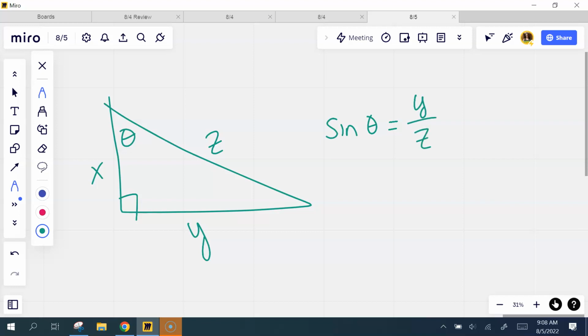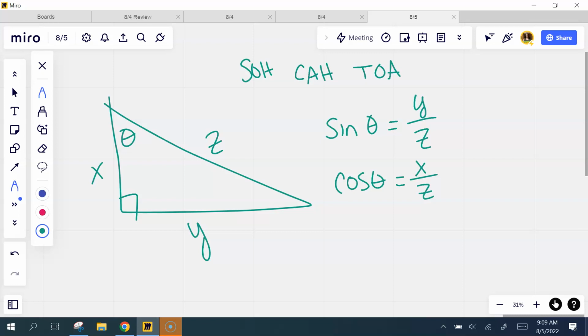If I'm talking, remember, in terms of a triangle, and essentially that's what I'm doing on my unit circle too. The only difference is that hypotenuse is always 1. That's why it just takes that one side length. Do y'all remember this? What is the cosine of theta? X over z.